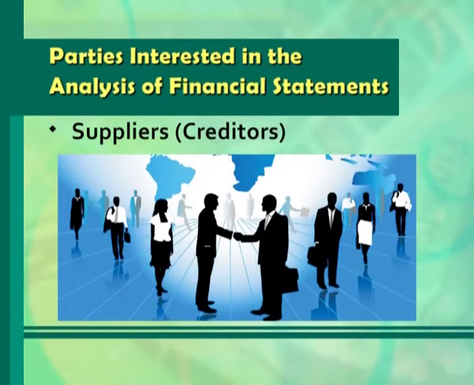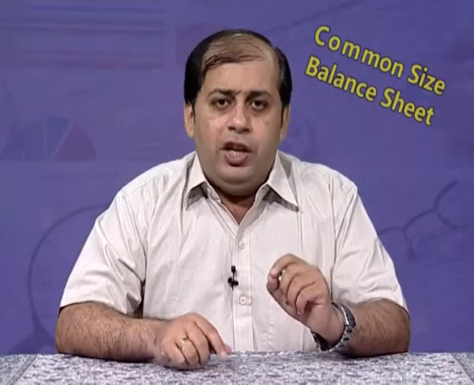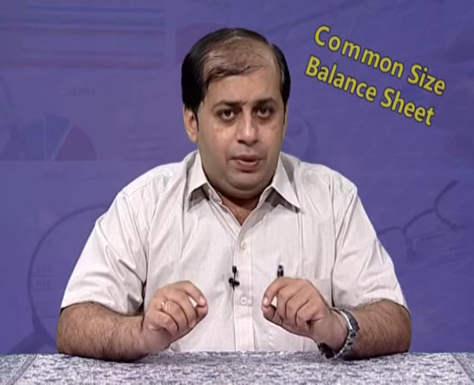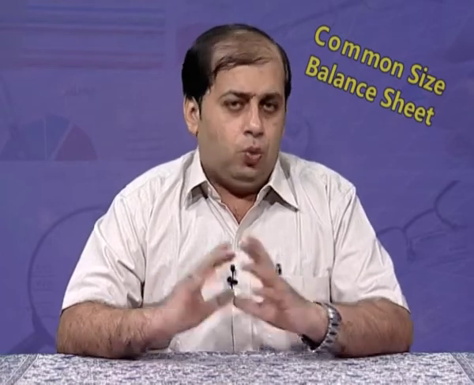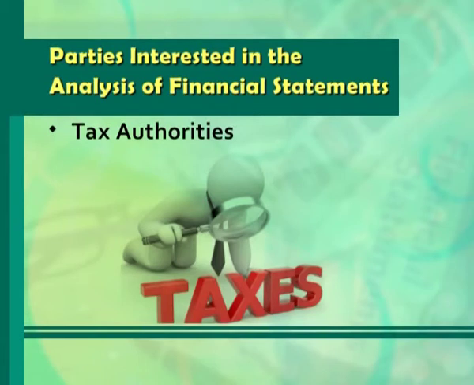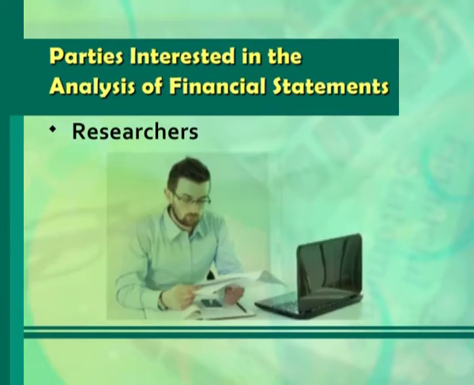Suppliers, also known as creditors. The suppliers and other creditors are interested in knowing about the solvency of the business, that is, the ability of the company to meet its debts as and when they fall due. Tax authorities. Tax authorities are interested in the financial statements for determining the tax liabilities for the organization. Researchers. They are interested in financial statements in undertaking research work in business affairs and its practices.